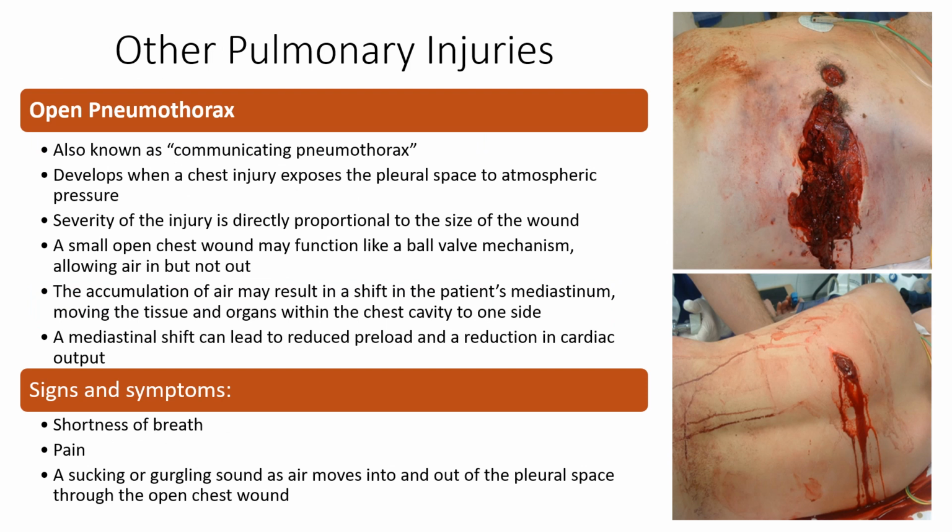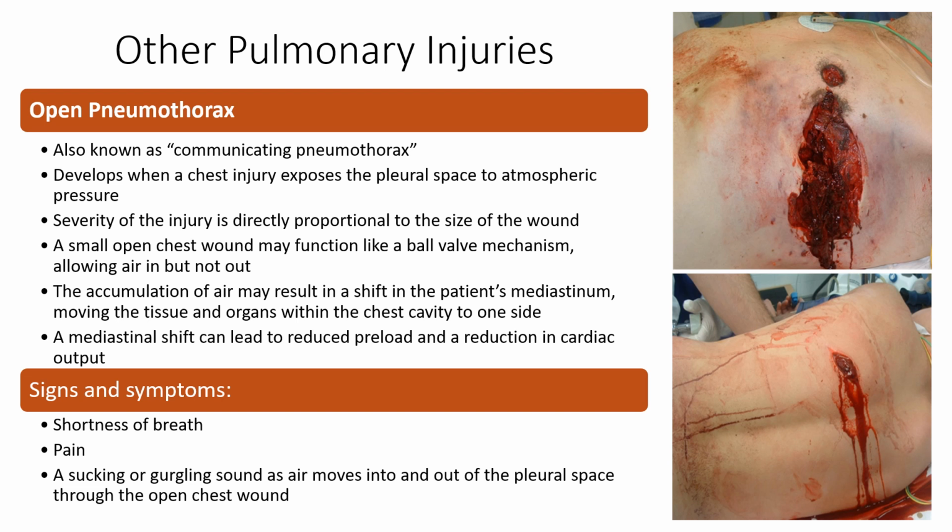Open pneumothorax, also known as a communicating pneumothorax, as in air is communicating from the outside to the inside and not via the mouth and trachea. As we can see here, this is a pretty obvious one and a pretty brutal one. Looks like a possible GSW, with a pretty good exit wound.